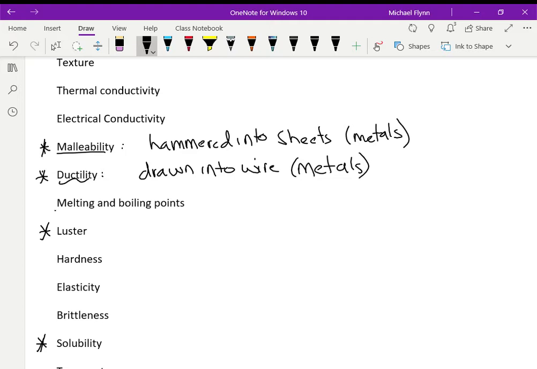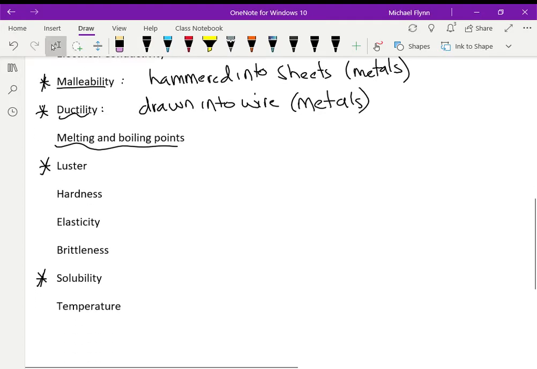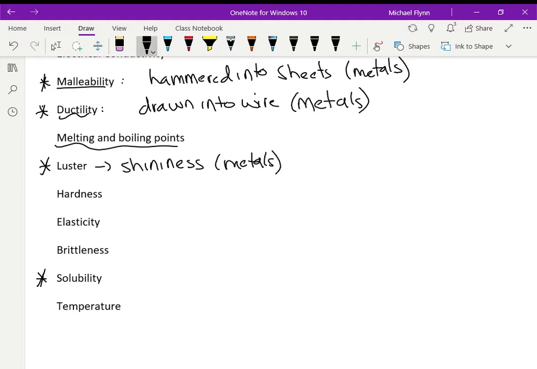Melting and boiling points, self-explanatory, so that's no problem. Luster is shininess. So again, metals have a high luster. Non-metals tend to have a low luster. Hardness is just how hard something is. I was telling the students this morning, diamond would be the hardest known substance.